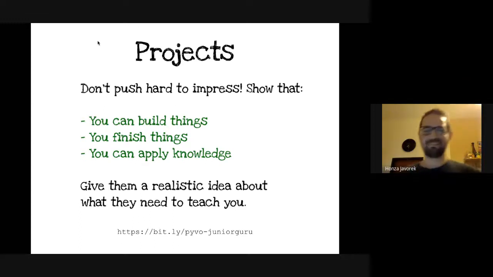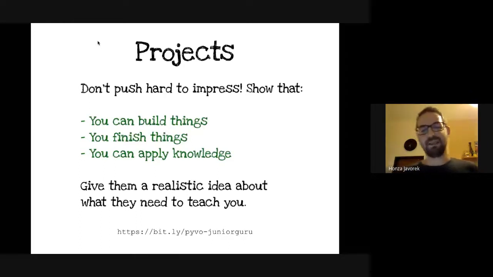Someone asked me whether it matters if the project is full of bugs. It doesn't matter if you can talk about it, if you already know about at least half of them and can say that today you would do it in a different way. Basically, the aim of the projects is to give them a realistic idea about what they need to teach you: where you are right now, what they're able to use, and what they need to teach you. So they don't have to be perfect. As perfect as they are, they'll be telling about you and what you can do.